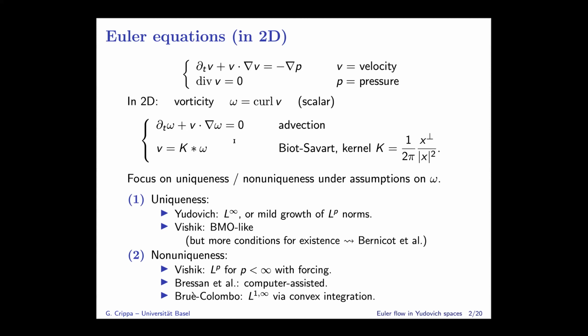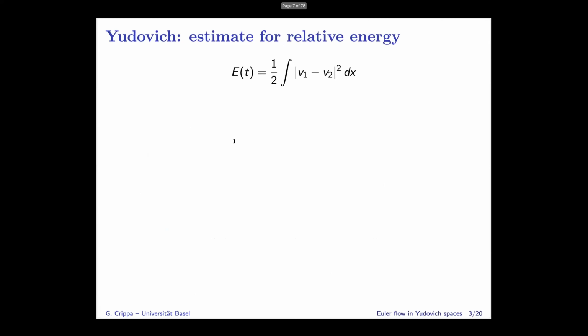And even more recently, Bruè and Colombo showed, via convex integration, that if you go to spaces which are a bit below L1, so these weak-Lebesgue spaces, Lorentz spaces, you can produce non-unique solutions by convex integration without any forcing on the right-hand side. Okay? This is for completeness, so I will focus on the uniqueness in the rest of the talk.